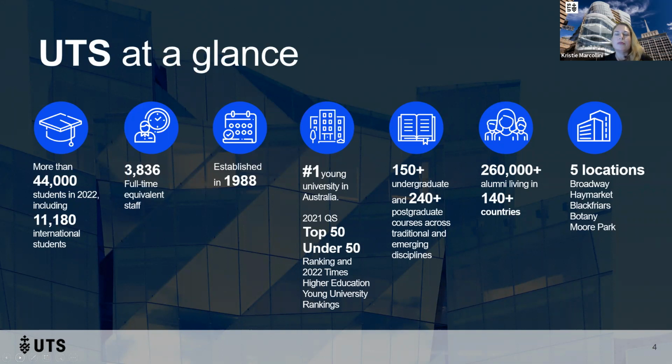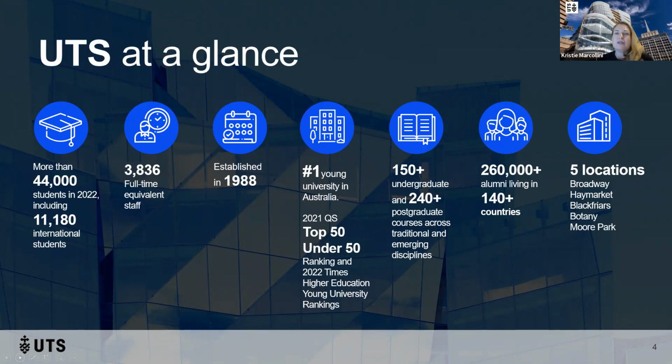We have a broad range of programs. So we have over 150 undergraduate and over 240 postgraduate courses, and they're in a mixture of traditional and emerging study areas or disciplines. And we have over 260,000 alumni living across the globe in at least 140 countries.